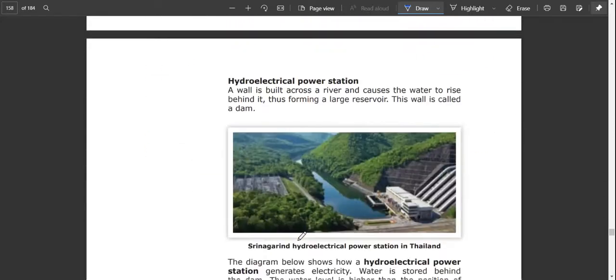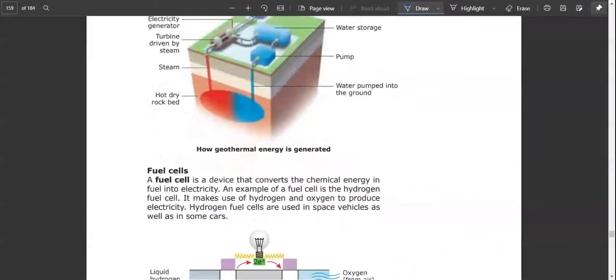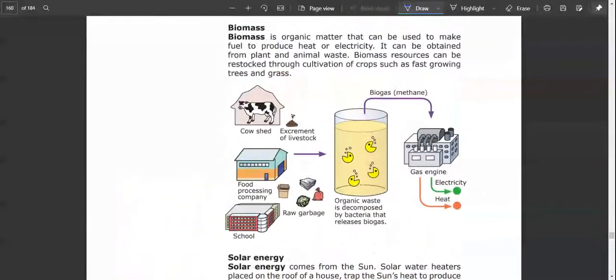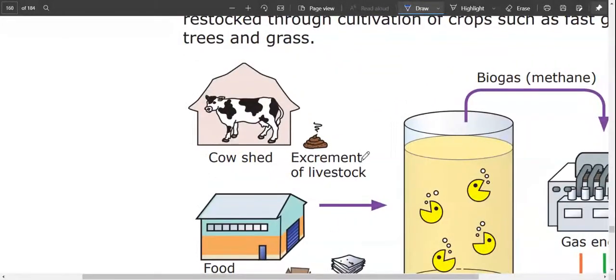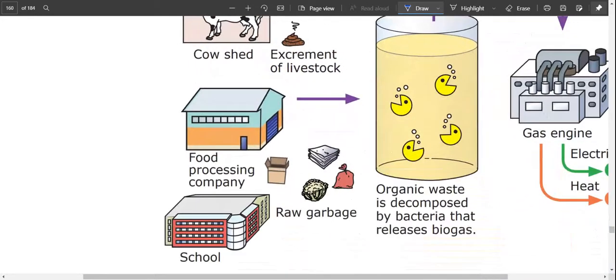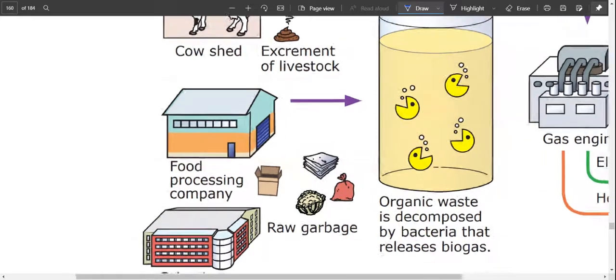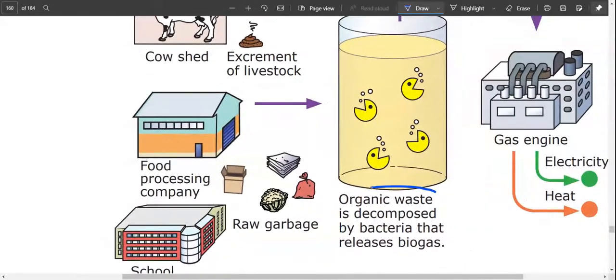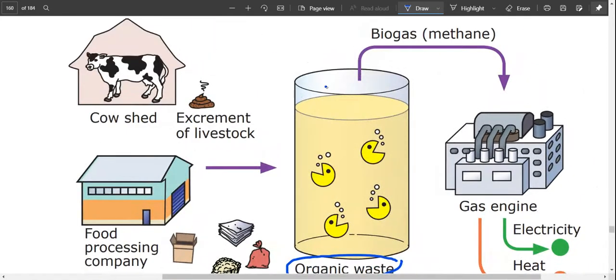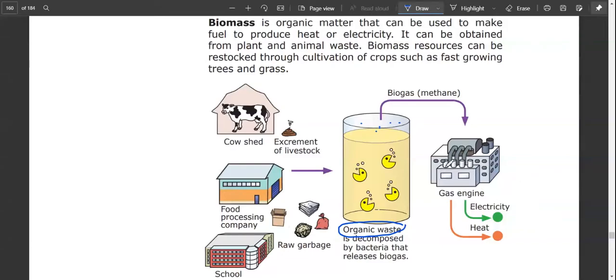So let's have a look. In biomass, what happened is that you have all the substance in the cow shed, there's excrement of the livestock, and then you have food processing companies that recycle all the materials, all the garbage, and all of these things are combined together to become organic waste, which is decomposed by bacteria. And once they decompose it, all the gas will be released to generate power inside the turbine inside this plant. So they are specialized for that.